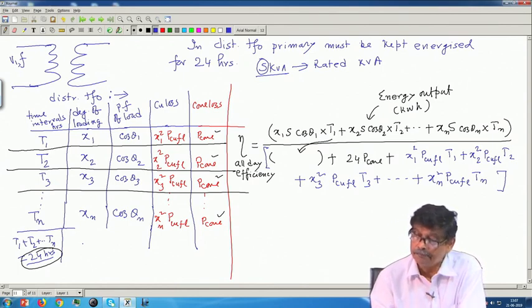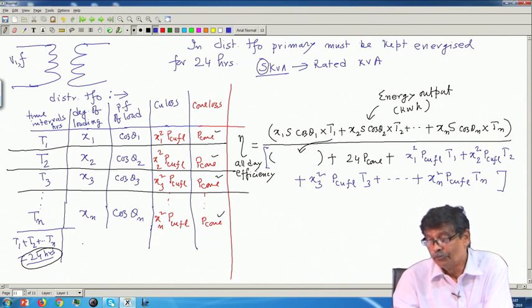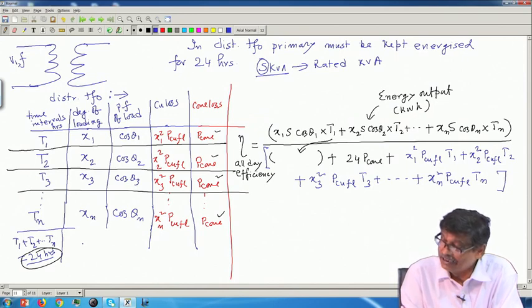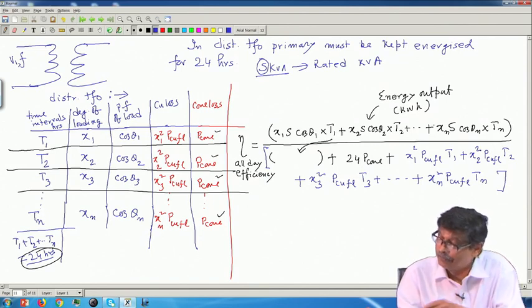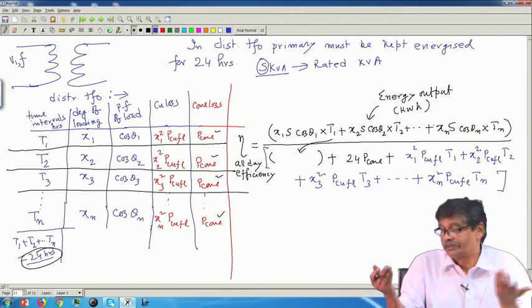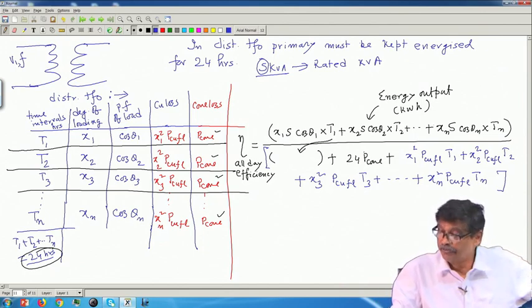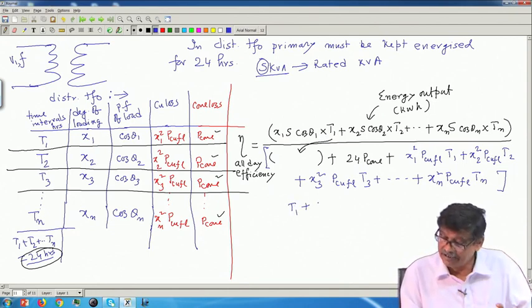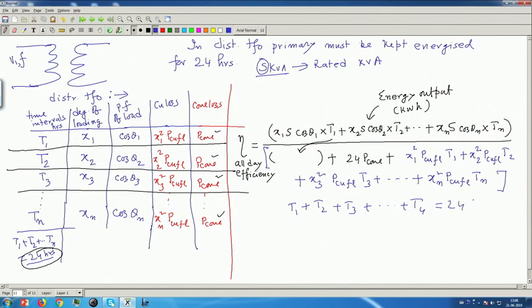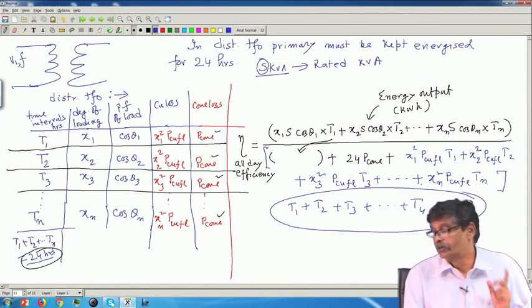Core loss remains the same. Only thing, instead of output kilowatt by input kilowatt, it is output kilowatt hour divided by this whole thing, which is the input kilowatt hour. What is the input kilowatt hour? This bracketed term, which I have not repeated, is the numerator, plus core loss remains same, so 24 hours into P core, plus this. Mind you, T 1 plus T 2 plus T 3 plus up to T n is equal to 24 hours. Okay, thank you. We will continue with this next time.